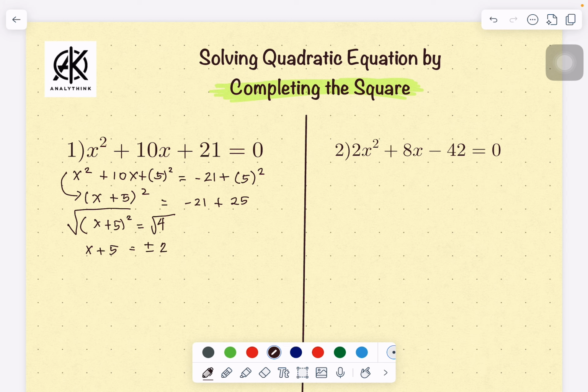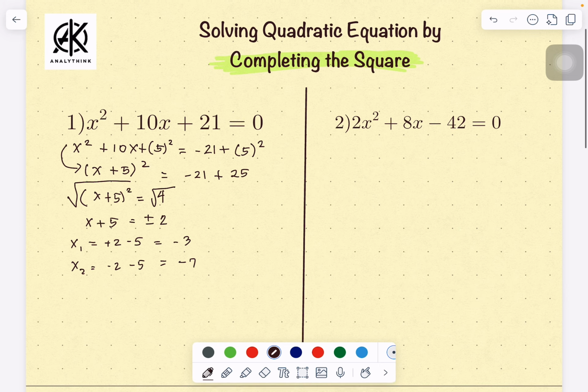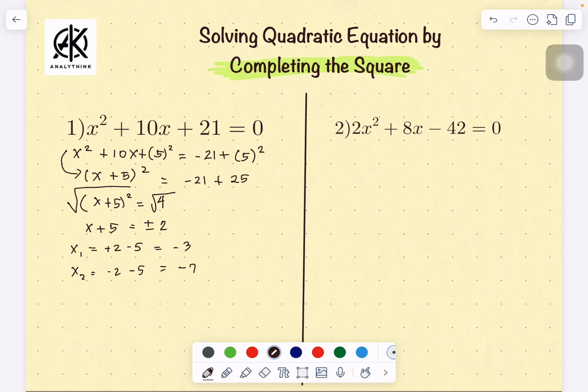Therefore, you're going to have two values of x here. First, x sub 1 would be, let's try positive 2, so positive 2 minus 5, that would be negative 3. And x sub 2 is negative 2 minus 5, so that would be negative 7. So the solution set for this quadratic equation is negative 3 and negative 7. So that's our answer.